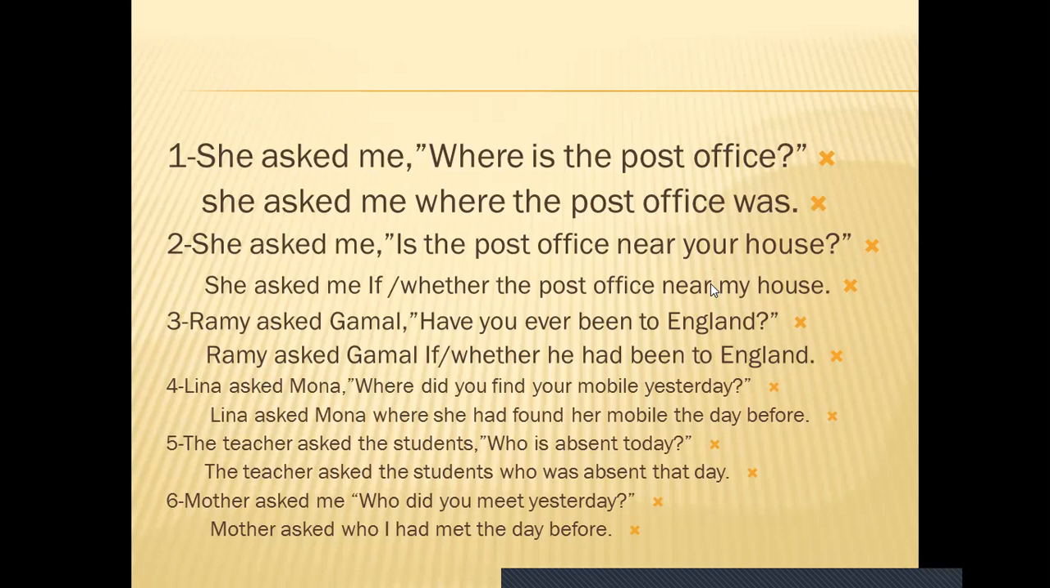Here we should write whether or if the post office was near my house. We are going to write was here. The verb here is is, and we change it from present to past, and the past of is is was. So we should write was. If you have found the mistake, the mistake here is that was is missing.